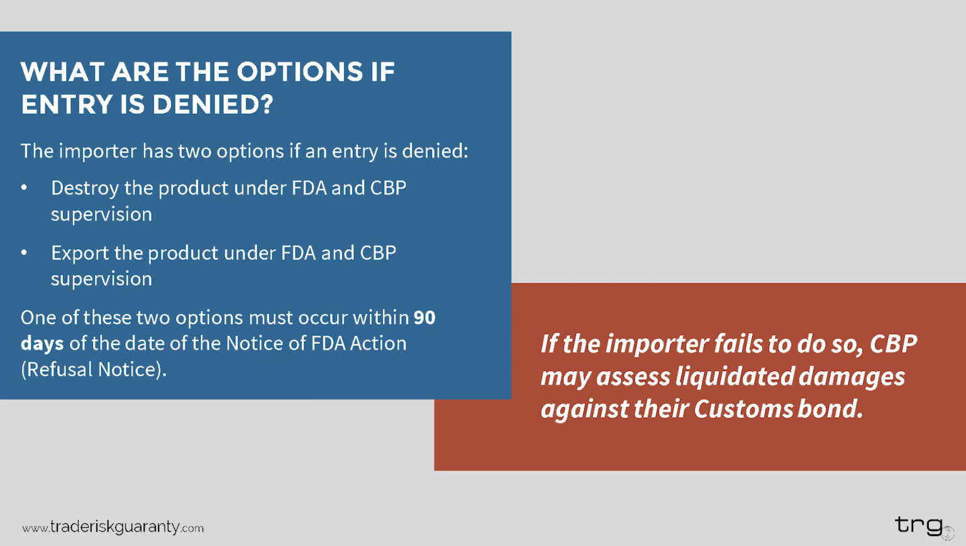Now what? Well, the importer has two options if entry is denied. Either destroy the product under FDA and CBP supervision, or export the product under FDA and CBP supervision. One of these two options must occur within 90 days of the date of the notice of FDA action, also known as the refusal notice. If the importer fails to do one of these two options within the given time frame, CBP may assess liquidated damages against the importer's customs bond.